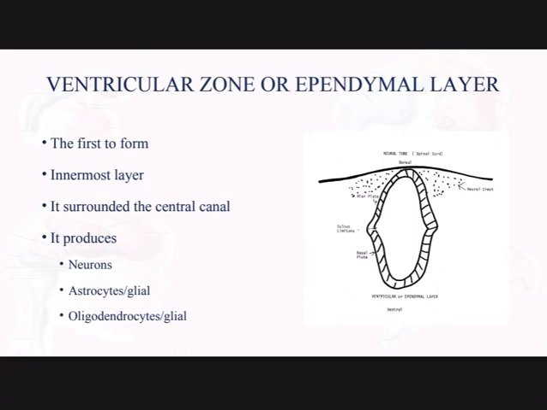So we've got the neural tube. This is the complete neural tube. This is the dorsal. Okay, we talked about the ventricle earlier. We have the first, what we call the ventricle zone. They are the first to form. They are the innermost layer in general. They are surrounded by the central canal.